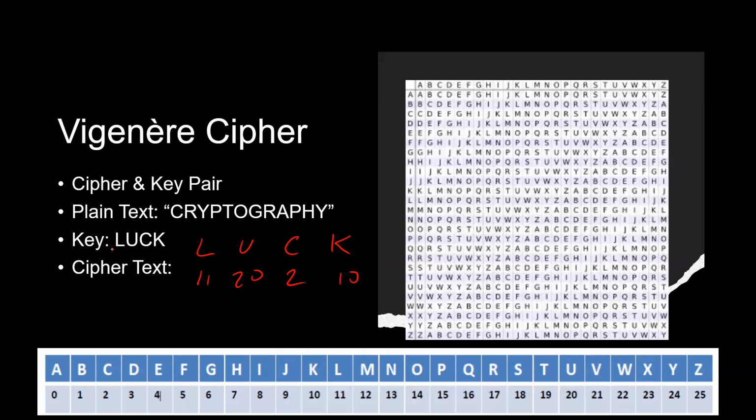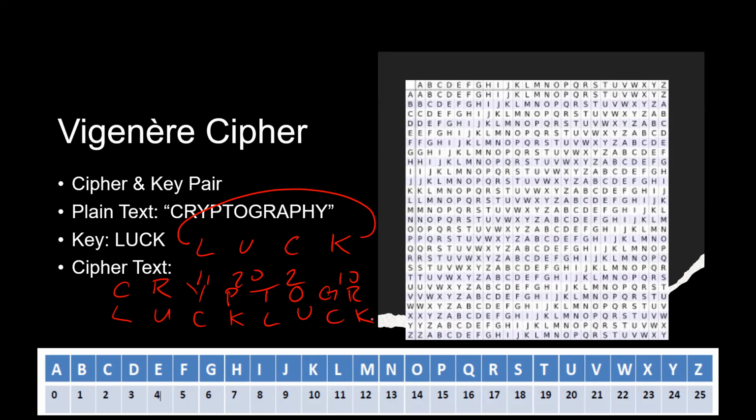So what we'll end up doing with this key is rotating it back to the beginning every time. So after we encrypt with LUCK, we'll do it for each letter. So C in cryptography will be paired with L for the key. R will be paired with U. Y will be paired with C. P will be paired with K. And then it repeats. So T paired with L, O, U, G, C, R, K, and so on and so on.